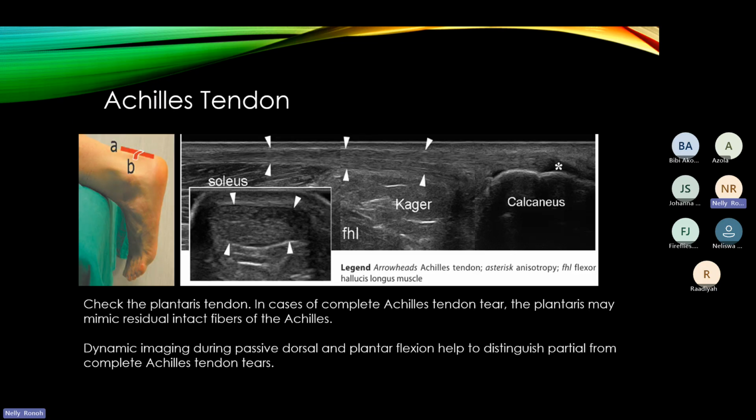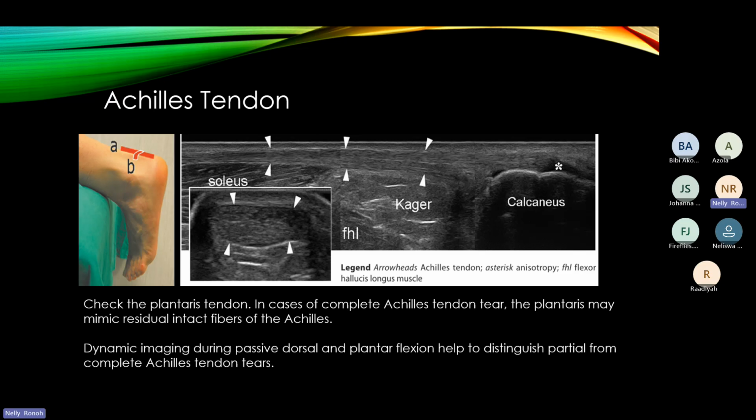And what is labeled there as A is the longitudinal plane. You can see it is pointing towards the patient's head. And the transverse is B. That is when you turn your probe 90 degrees to face you. And that would be the transverse plane.